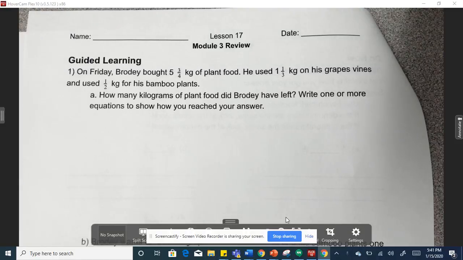Hey everyone, today we're going to be reviewing for the Module 3 test that is coming up on Tuesday. These questions are very similar to what you'll be seeing, so you might want to pay very close attention. Let's start with number 1.